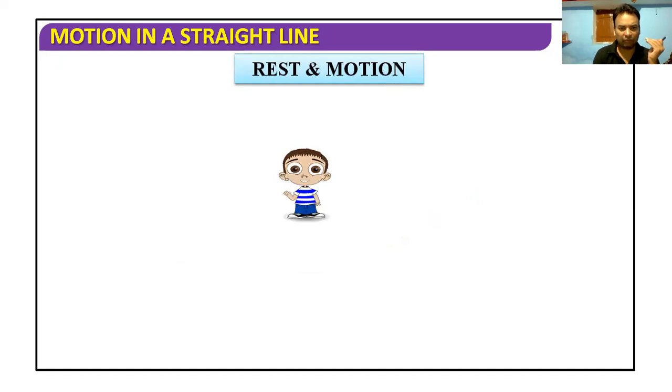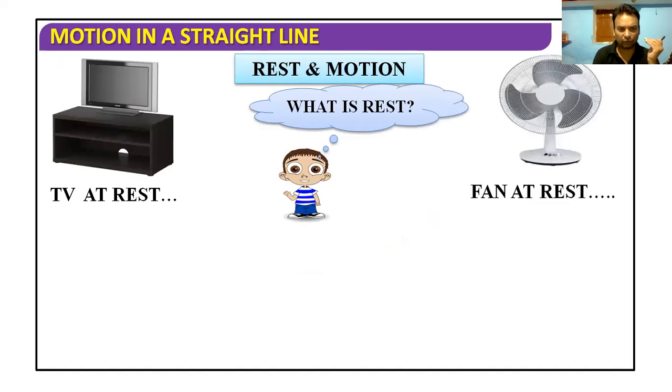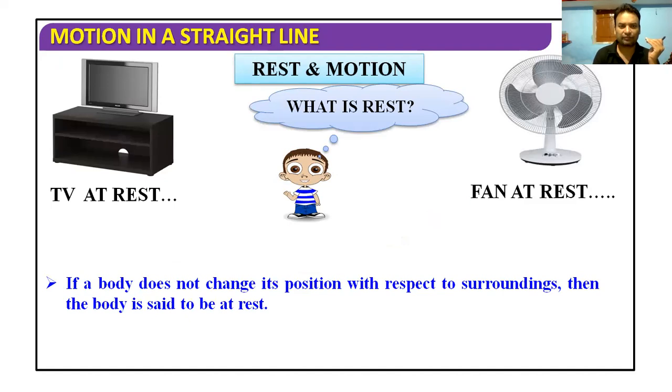Now, rest and motion. So what is rest in physics? Rest means if the body is not changing its position with respect to the surrounding, then the body is said to be at rest. So you see the TV at rest, the fan at rest, this boy at rest. They are not changing their position with respect to their surrounding. But if the fan moves from here and takes the position over here, then it means the fan is in motion. So with respect to the surrounding, the fan is changing its position.